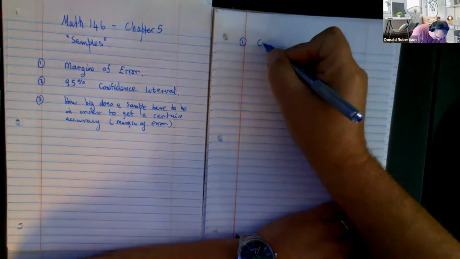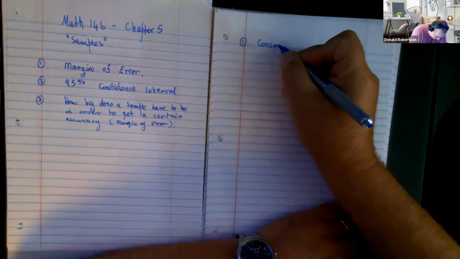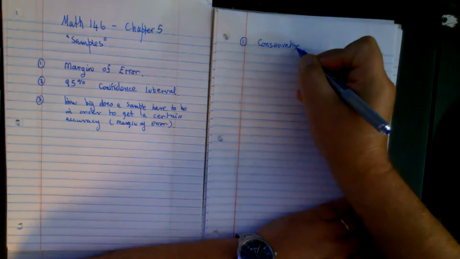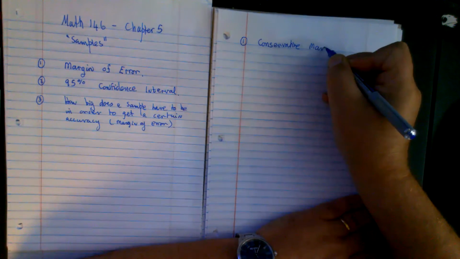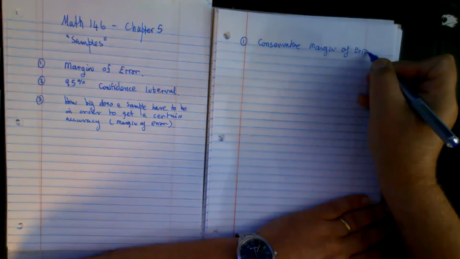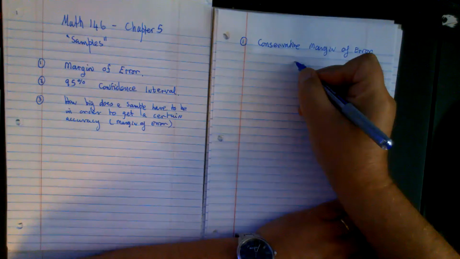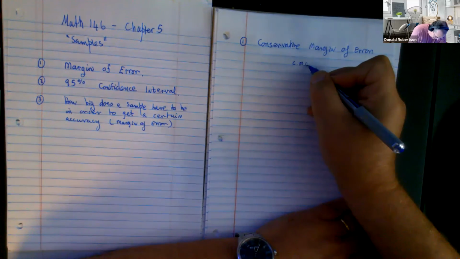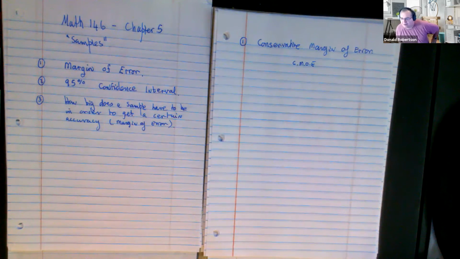So let's look at a guy, number 1. His full title is the conservative margin of error. And I'm going to call it CMOE, because I don't want to have to write conservative margin of error all the time, right? Now, what is this guy?